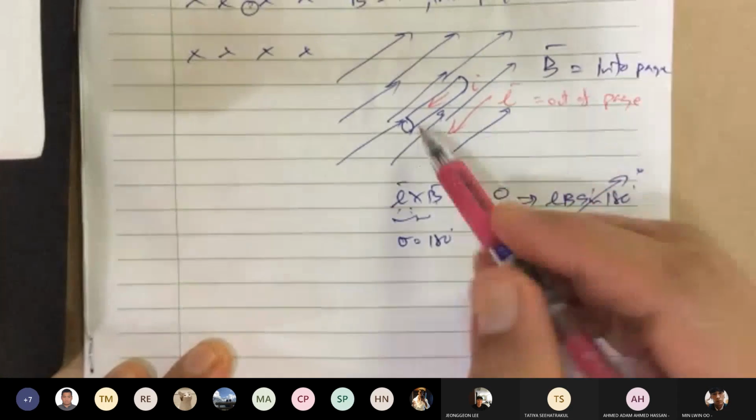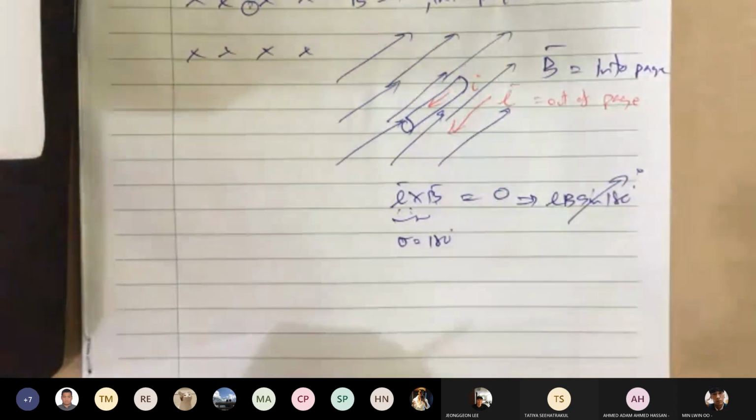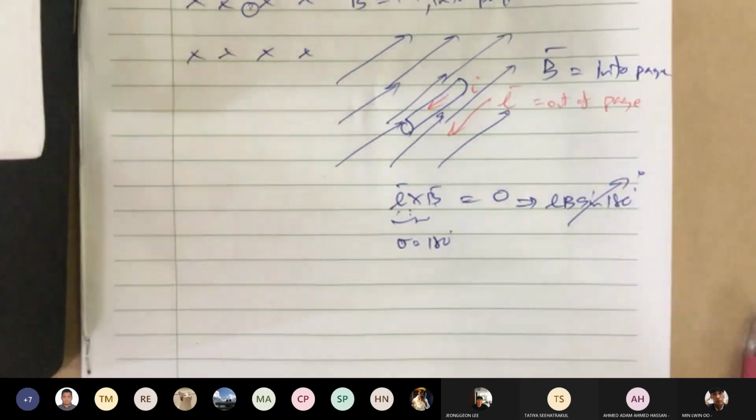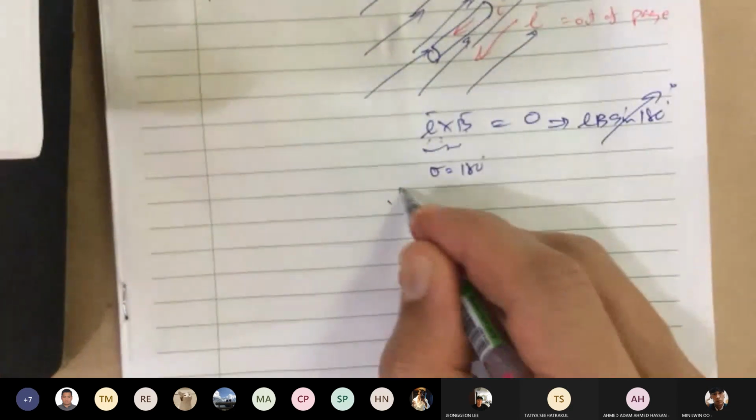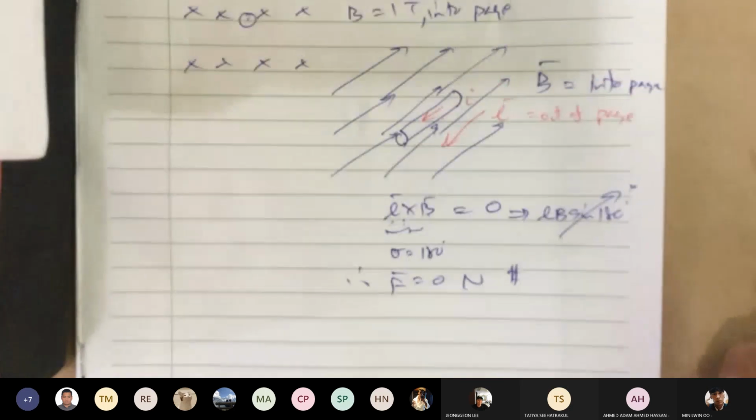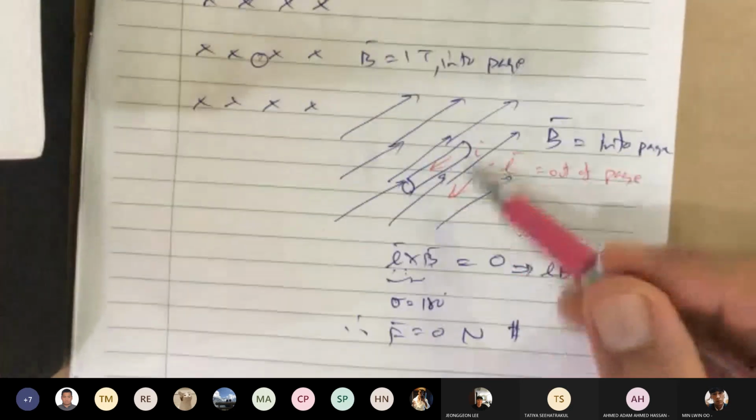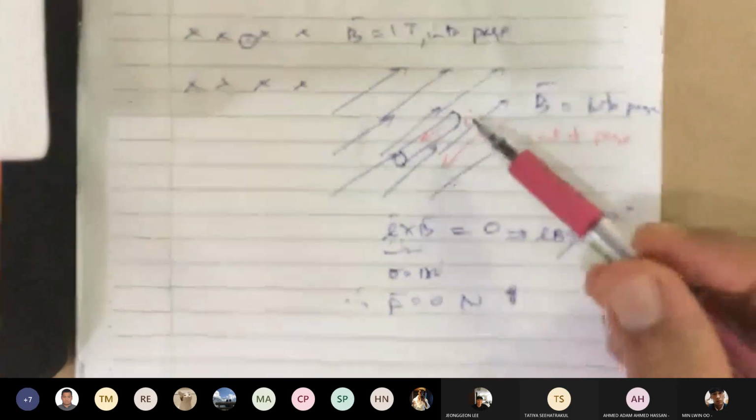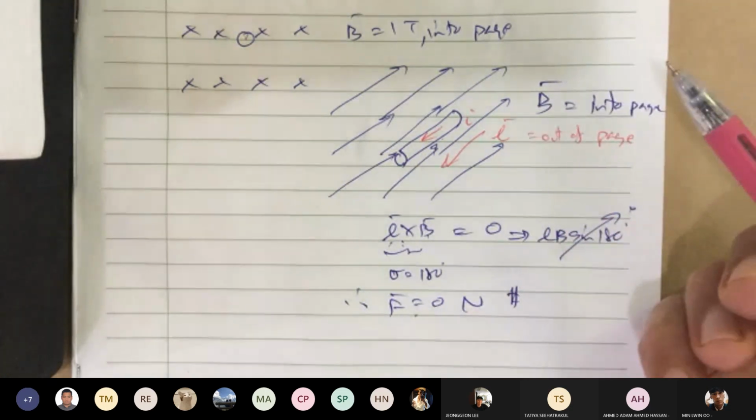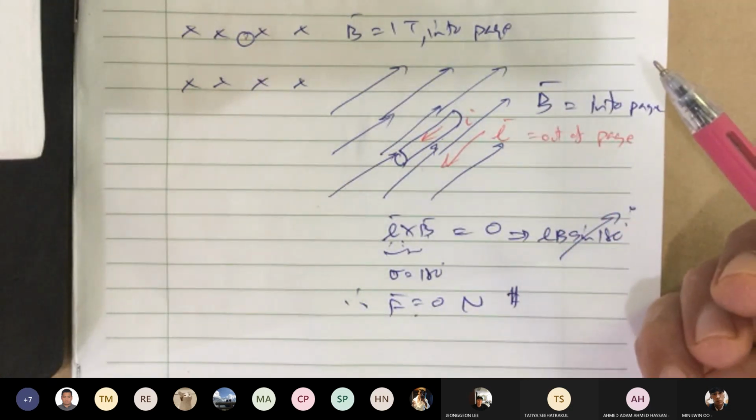So you see, again, the orientation and the movement and the directions of the current matter in terms of finding out the force. So this illustrates another example that not all cases would give you a non-zero force. You have to move in proper directions.